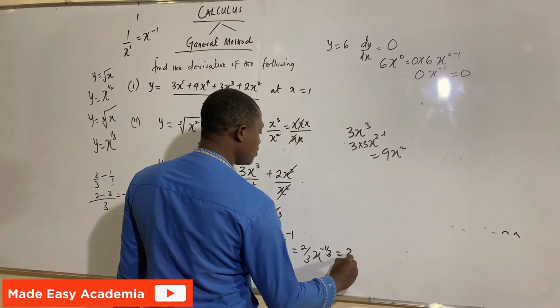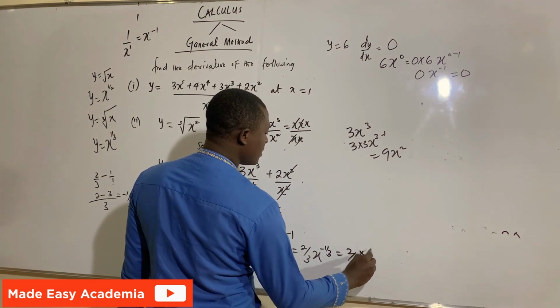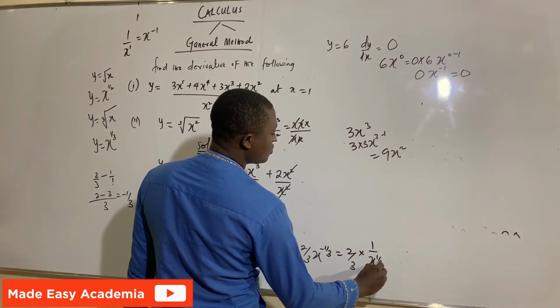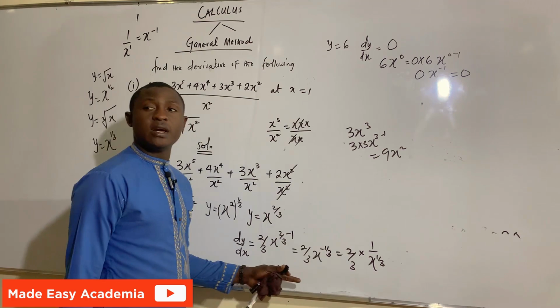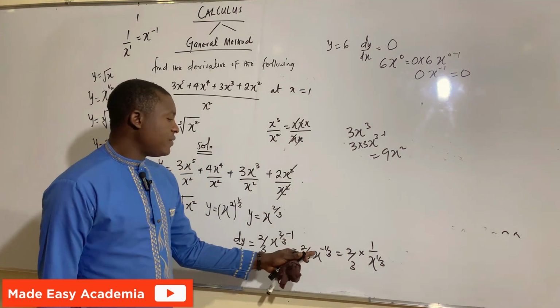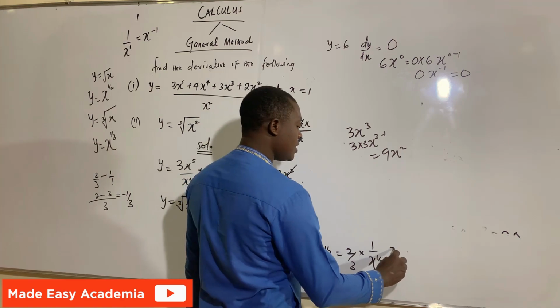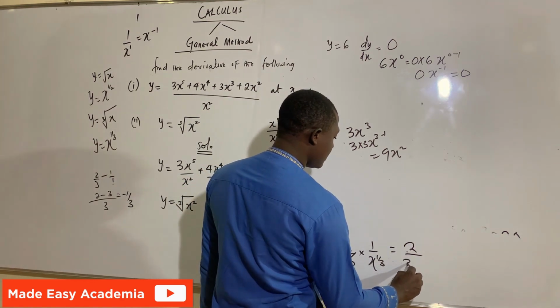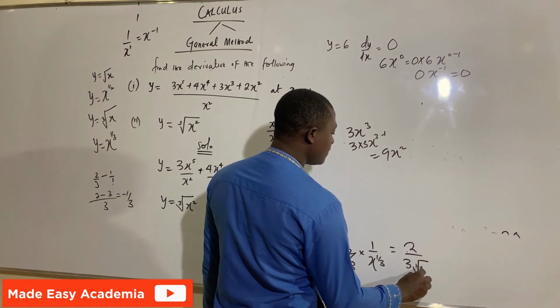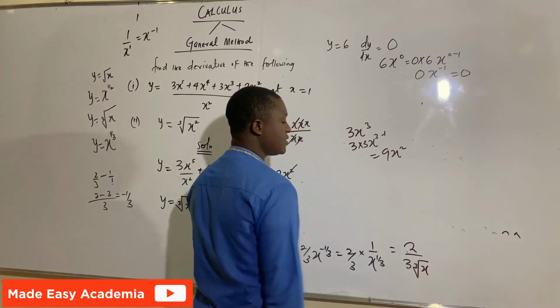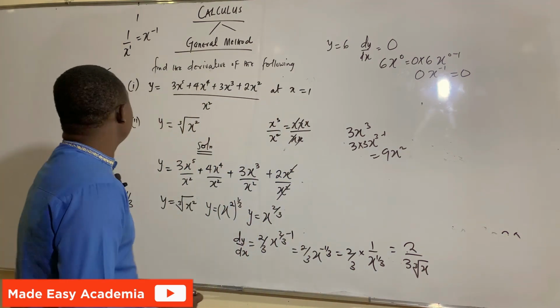This can be written as 2 over 3 times 1 over x raised to the power of 1 over 3. We mentioned earlier under the law of indices that if you have a negative power, we can just use the inverse. So 2 times 1 here, and we have 2 over 3 times the cube root of x. Have you got that?